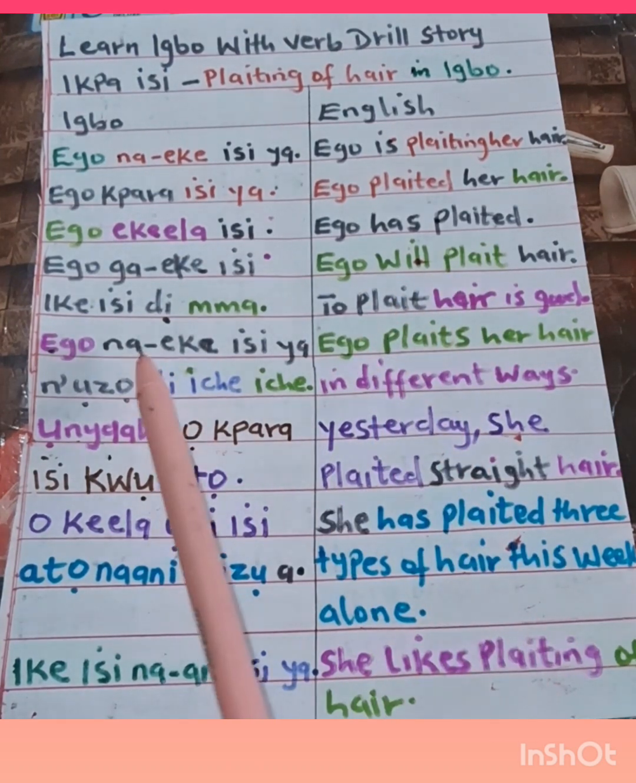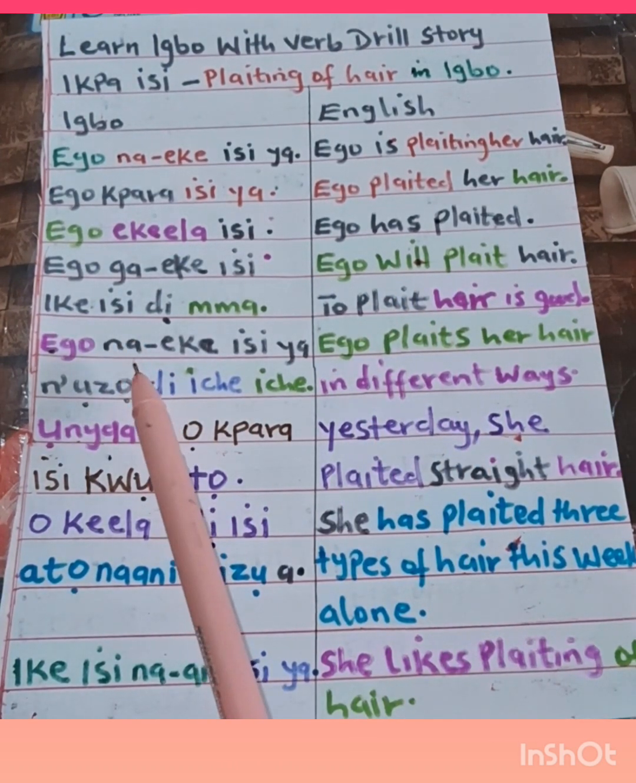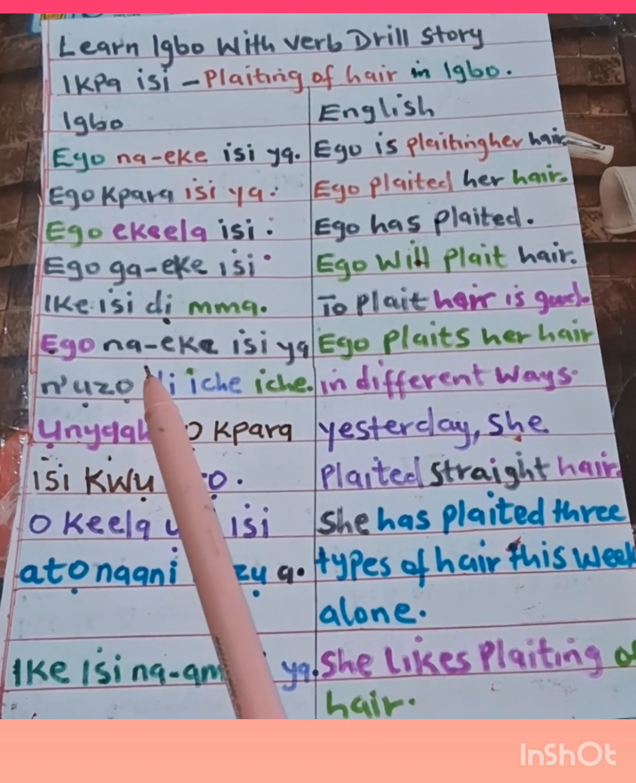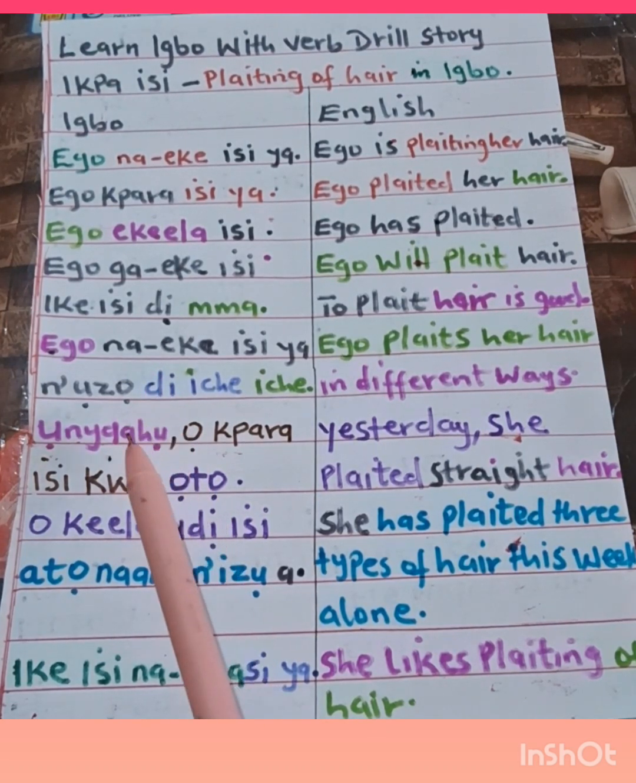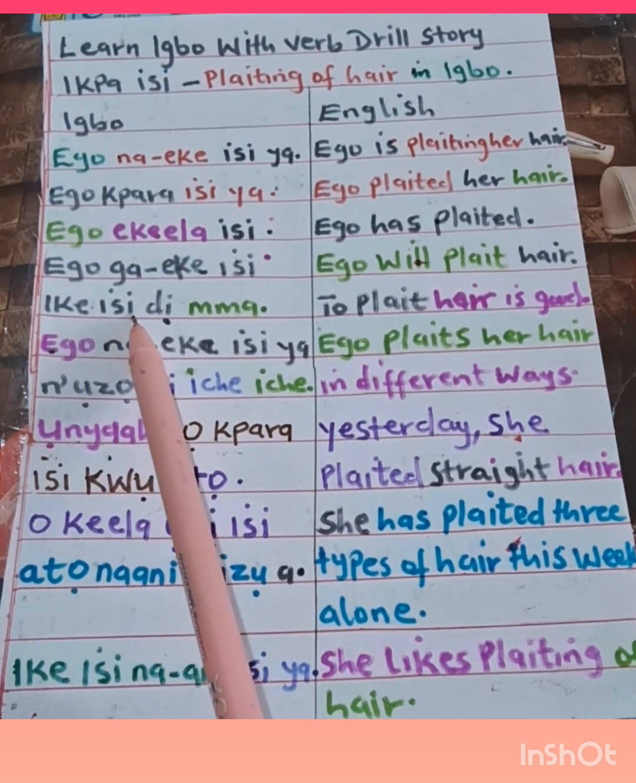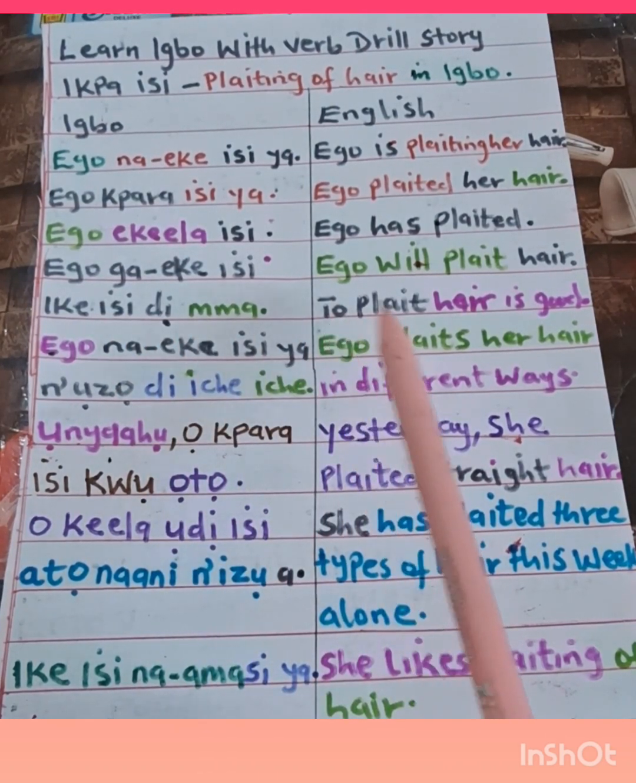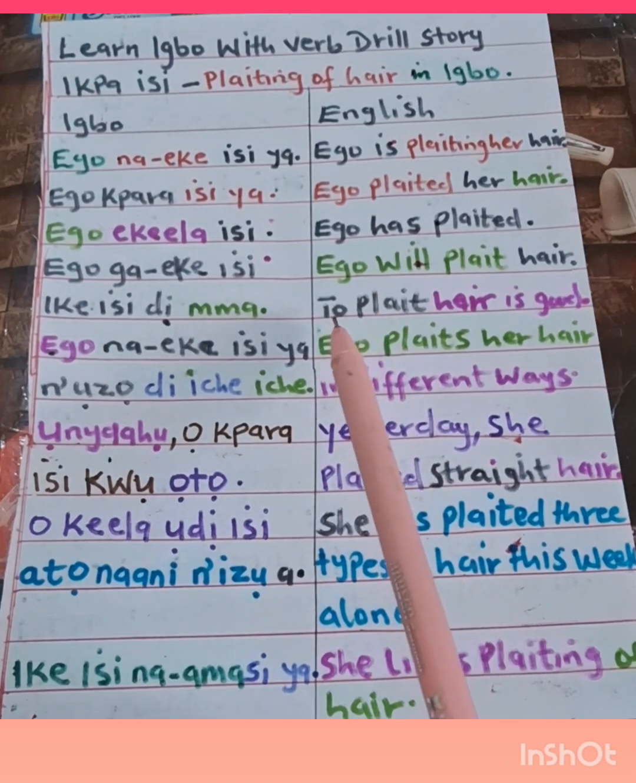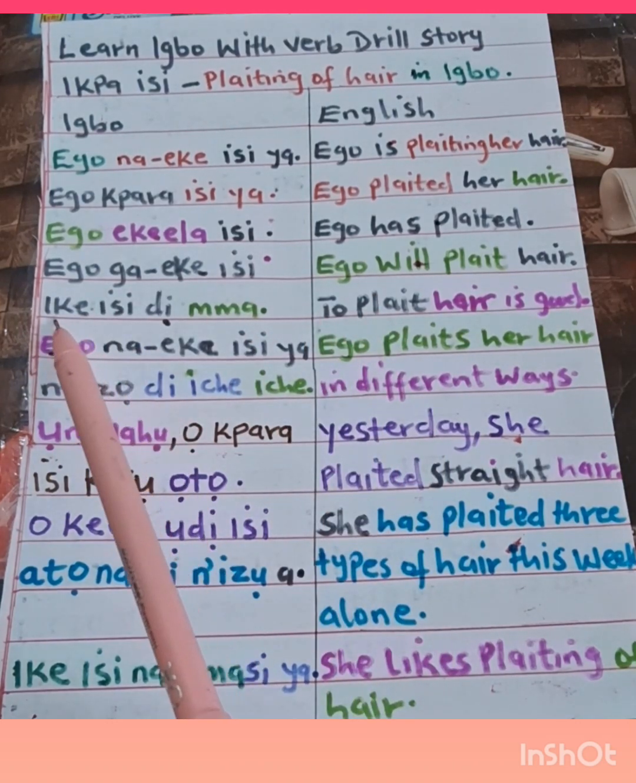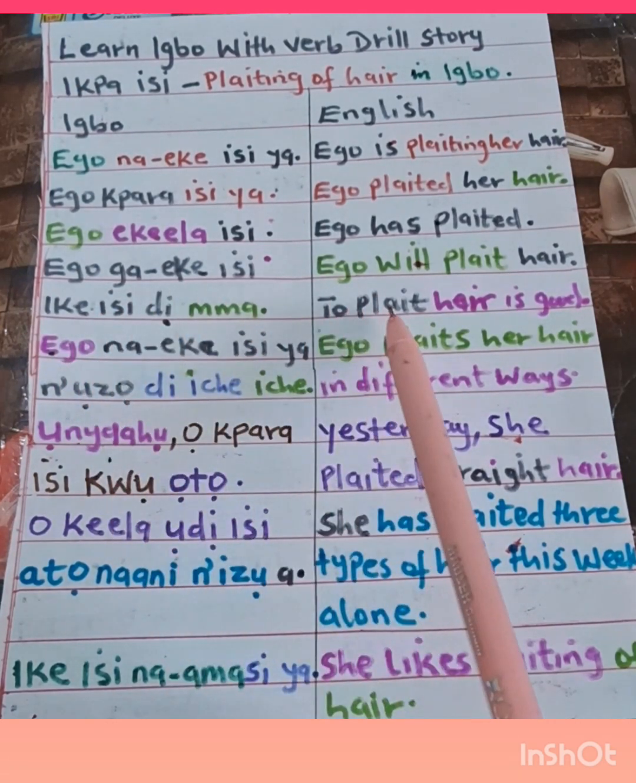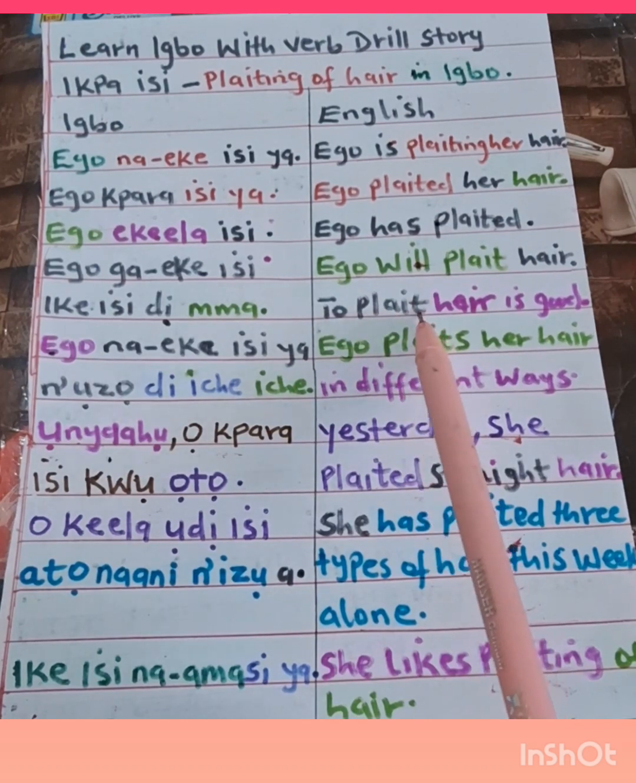You have another one. It says ike isi. The verb to plait, depending how you pronounce it. Ike isi, the verb to plait, to plait hair.